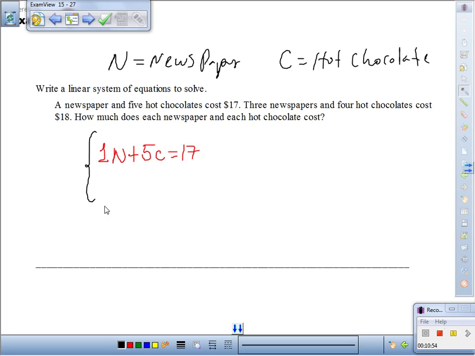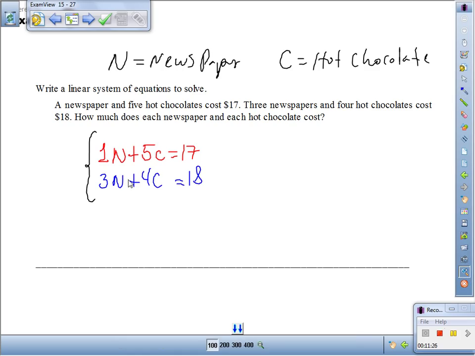Hurry up. Okay, Megan, what's your second equation? 3N plus 4C equals 18. Have you got that? That is correct. Now I'm going to zoom in so we can solve this.